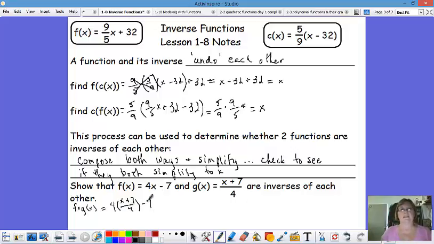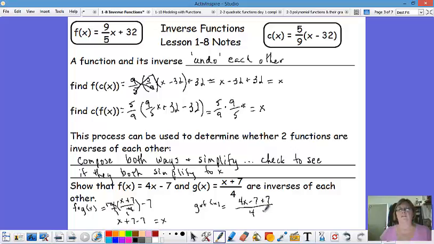Multiply takes precedence over the adding, and you can't simplify inside the parentheses. But 4 over 1 times something over 4, the 4's cancel out, so they divide into each other. It goes once in each place. X plus 7 minus 7, which is x, and that's good news. It should work the other way, so when we do g of f of x, we should get x again. This time we're going to put the f function in place of the x here. So this one would be 4x minus 7, that's taking the place of that, plus 7 all over 4.